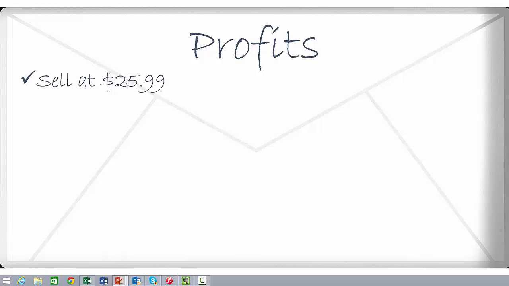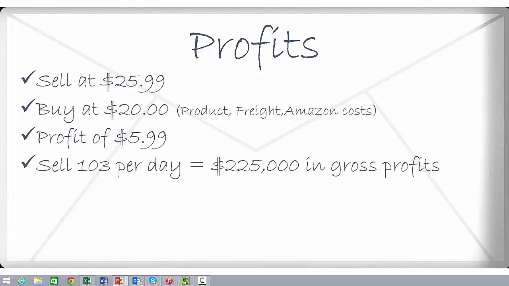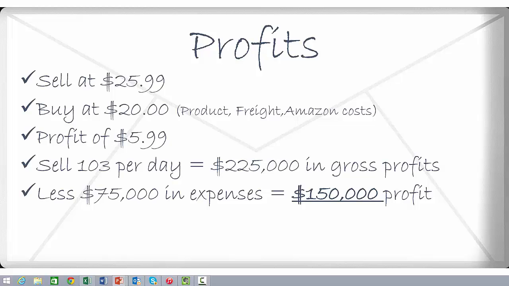So we're going to sell it at $25.99. It's going to cost us all up $20. So we're making profits of $5.99, almost $6. So if we sell 103 a day, that's $225,000 in gross profits. Let's say $75,000 in expenses, $150,000 profit. Now, you'd be pretty happy with $150,000 worth of profit.